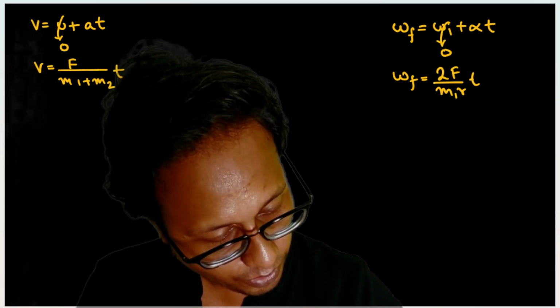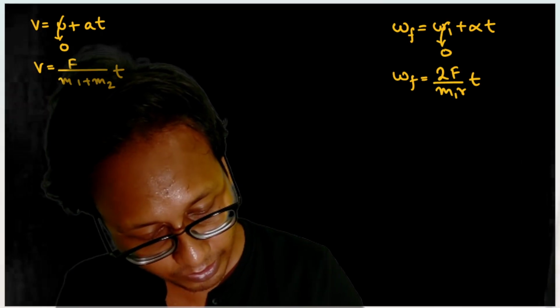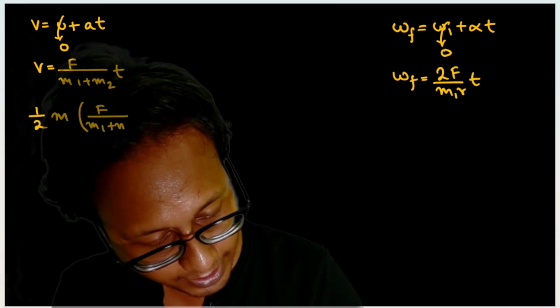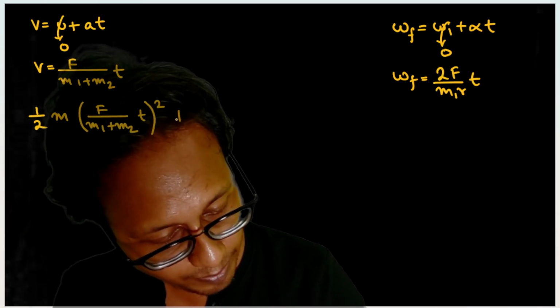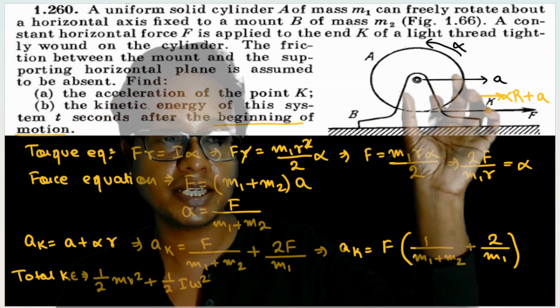Into t. So my total kinetic energy is equal to half m into v square, F divided by m1 plus m2 into t whole square, plus half I omega square. I is nothing but the moment of inertia of this thing.